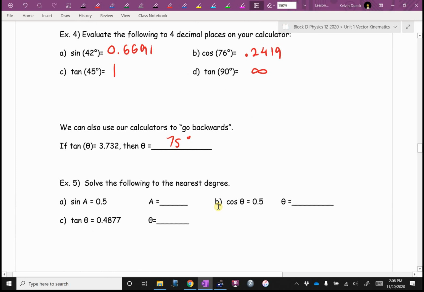So in example 5, compare it to example 4. Example 4, I gave you the angle and I said, tell me the trig function. In example 5, I'm giving you the trig function and saying, tell me the angle. So here is where we're going to hit the second function or the shift button. Try these 3 on your own. I'll do them up here, and let's see if we end up in the same spot.